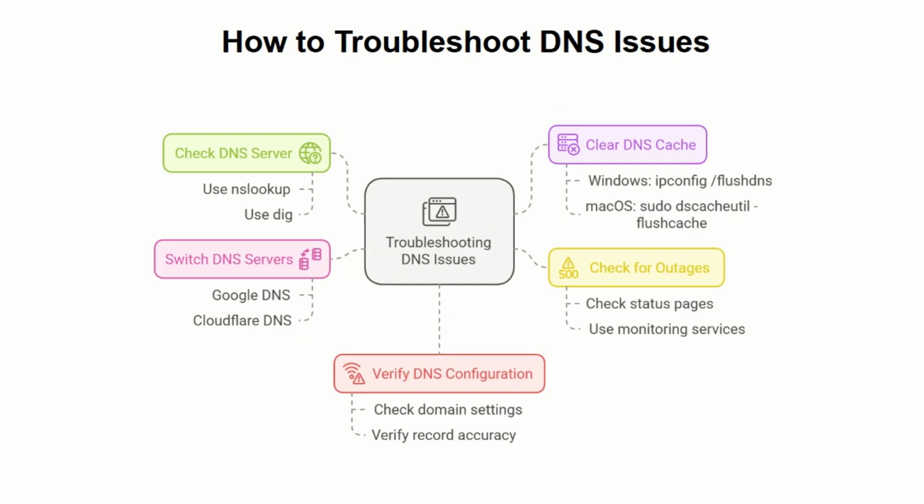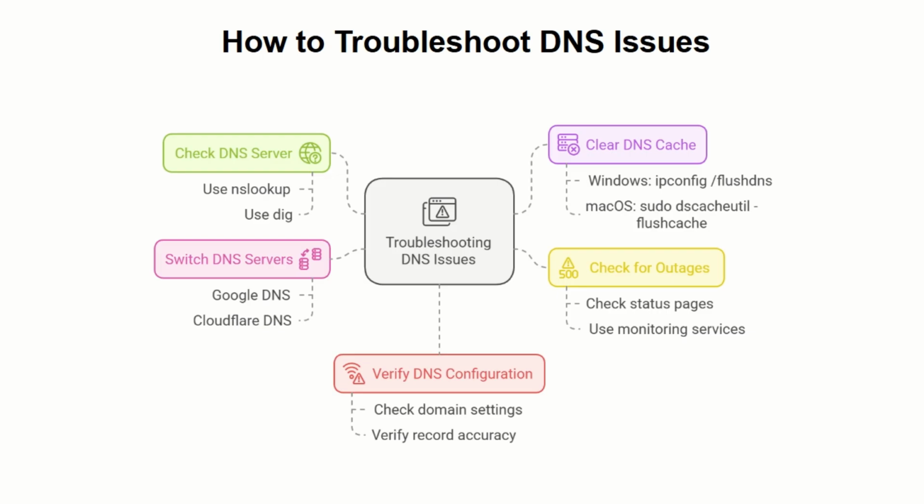Then how to troubleshoot DNS issues: check the DNS server. You can use nslookup or dig to query the DNS records and see if they are resolving correctly. Clear DNS caches. Flush your local DNS cache to make sure the system isn't using outdated records. You can use ipconfig /flushdns on Windows or sudo dscacheutil -flushcache on macOS.